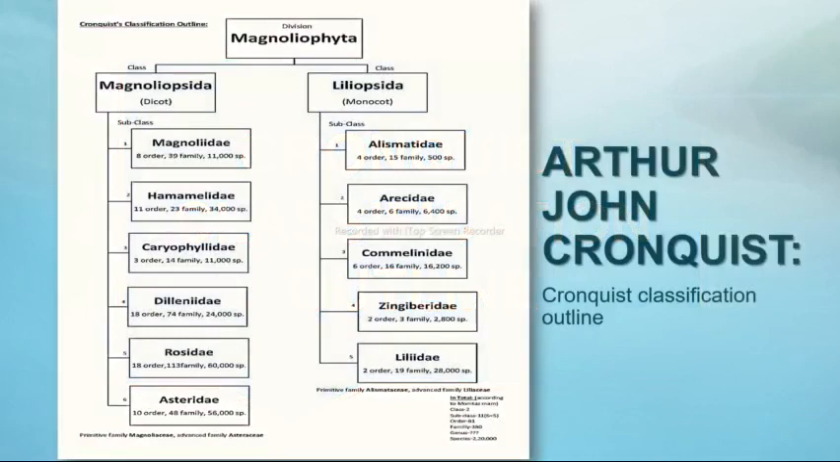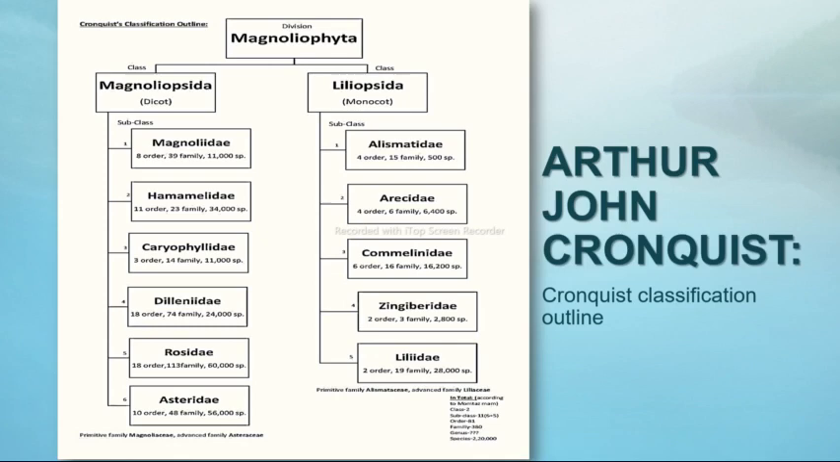Author John Cronquist's classification outline includes: the first division is Magnoliophyta, which is divided into two classes. The first class is Magnoliopsida, the dicots. It includes the subclasses. The first is the Magnolidae, which includes 8 orders, 39 families, and 11,000 species.